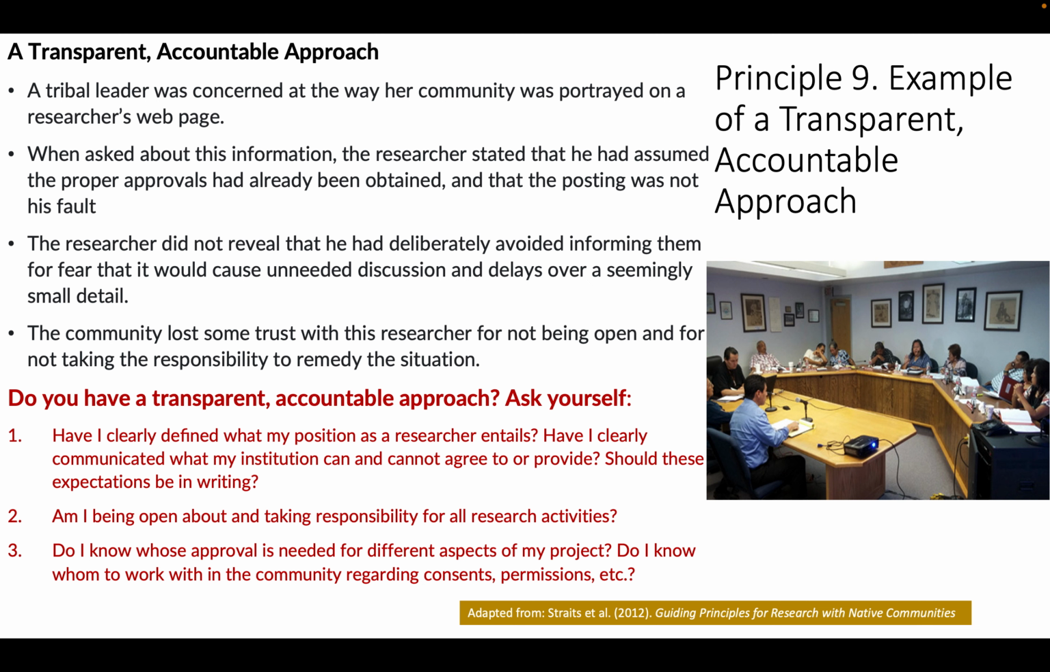So you must ask yourself, have I clearly defined what my position as a researcher entails? Have I clearly communicated what my institution can and cannot agree to or provide? Should these expectations be in writing? Am I being open about taking responsibility for all research activities? Do I know whose approval is needed for different aspects of my project? Do I know whom to work with in the community regarding consents, permissions, etc.?